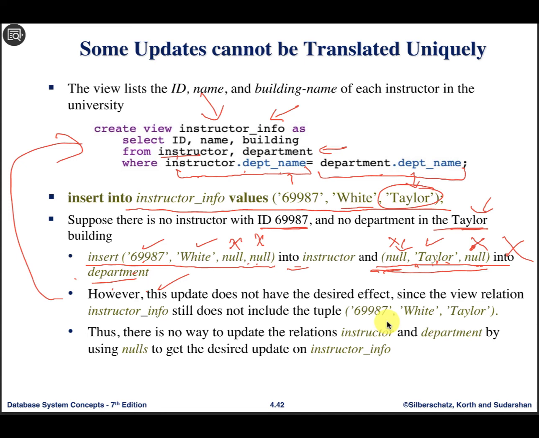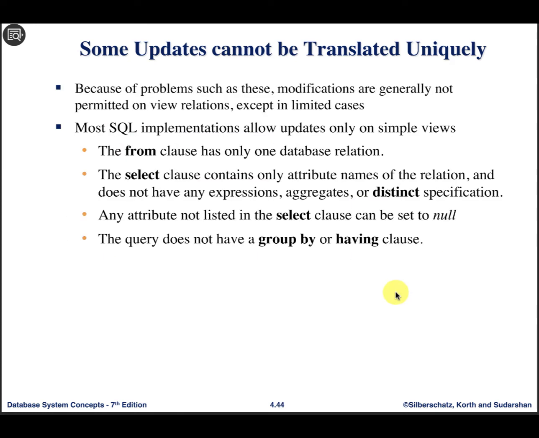To be on the safe side, the SQL standard comes up with a few conditions. If you satisfy them, then in most cases you're going to be able to update a view. Here are the limited cases that would allow you to update a view. The from clause has only one database relation. We didn't have more than one relation in order to build this view. Select something from only one relation, not two or more.